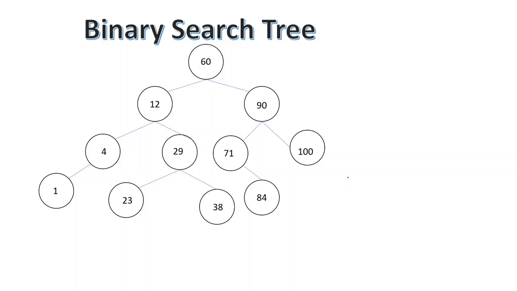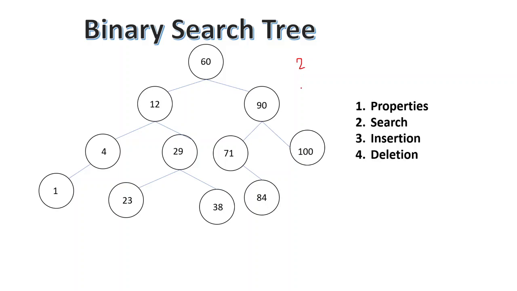So in this lecture, we'll be talking about binary search tree. A binary search tree is essentially a binary tree where every node can contain at most 2 children. In this lecture, we'll be learning about the properties of a binary search tree and how the search, insertion and deletion operations happen in a binary search tree.